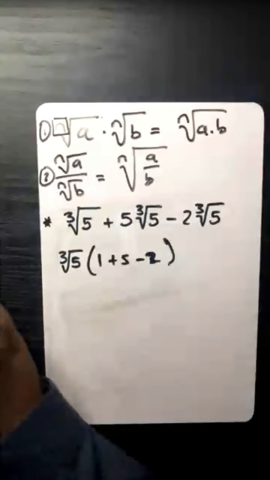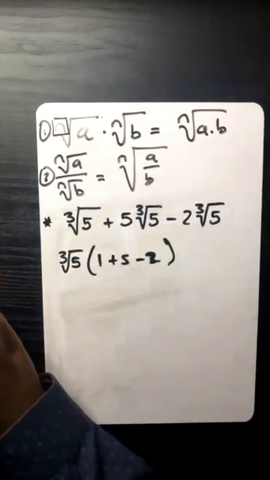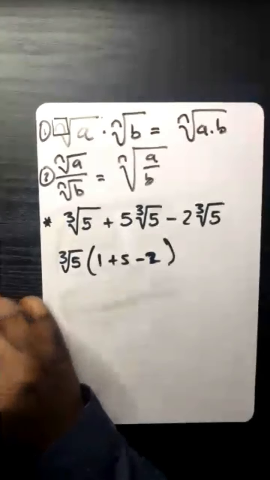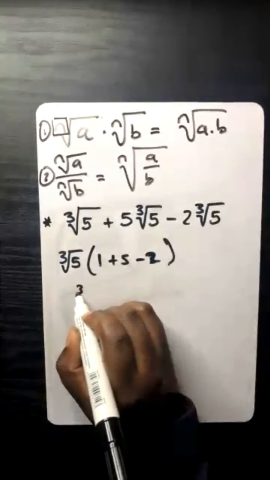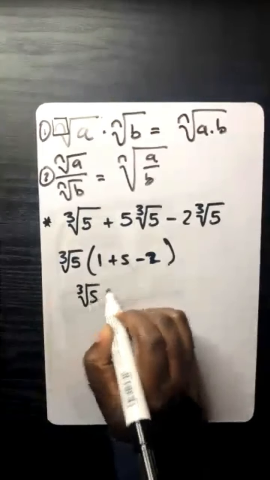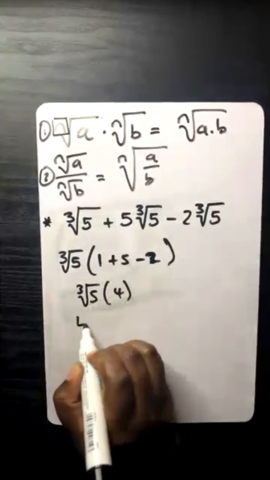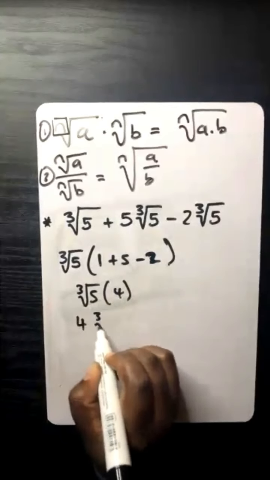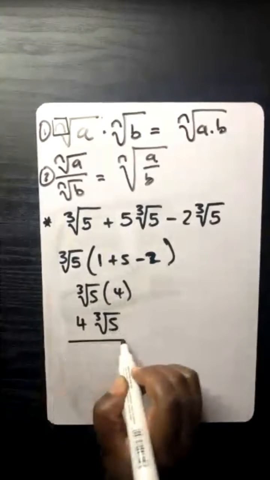Yes, sir. 100%. So that means you've got 3 square root of 5 into 4. Therefore, this can be written nicely as that.